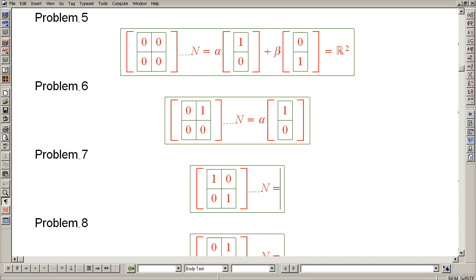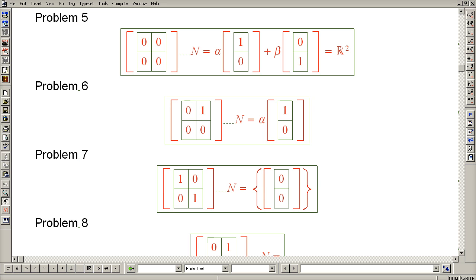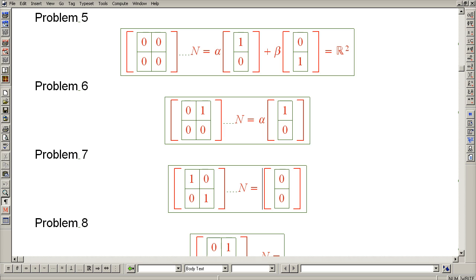Problem 7. In problem 7, the two columns are clearly linearly independent. Therefore, the null space is the trivial space consisting of the zero vector alone. And just a brief reminder that we put curly brackets around our vector because the null space is a set of vectors. So if we were to write something like this, it would mean that the null space is a vector, which is formally not quite true.